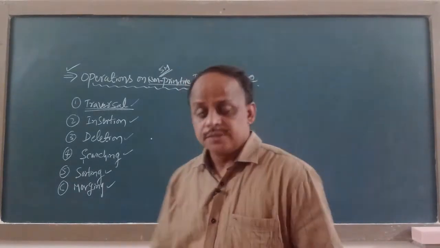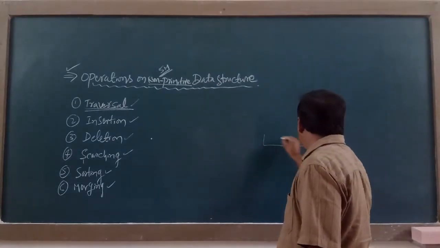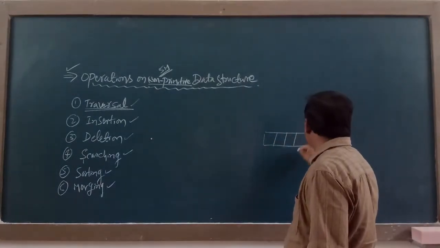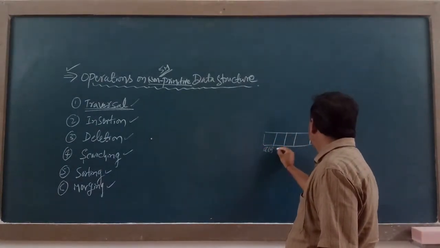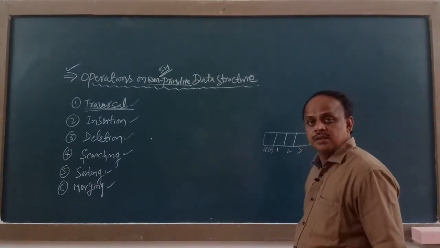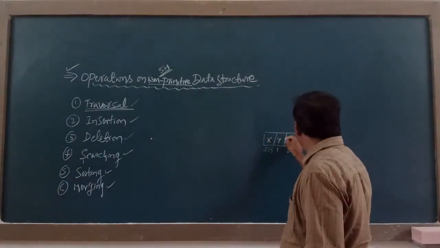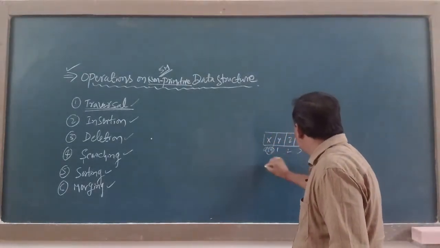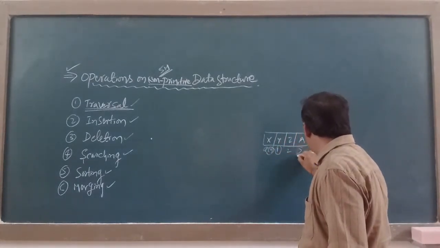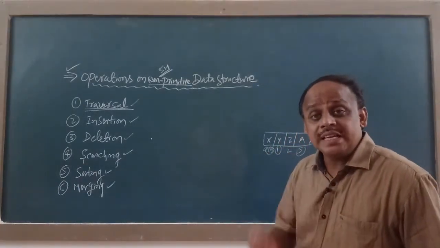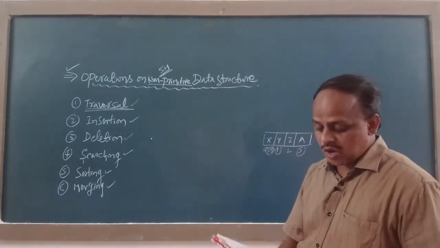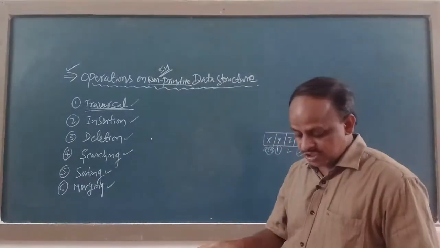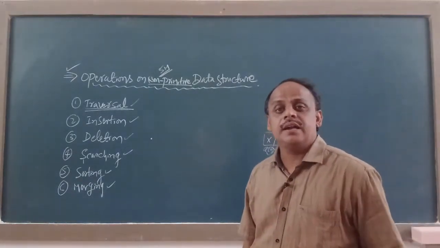Suppose in the memory, or consider a data structure, an array like this. It is a[0], a[1], 2, 3 like this. Here some values are there: x, y, z, a, right? So this x is stored in one location, y is stored in another location, like this a is stored in another location. What is a traversal? It is a process of accessing each data item exactly once to perform some operation.